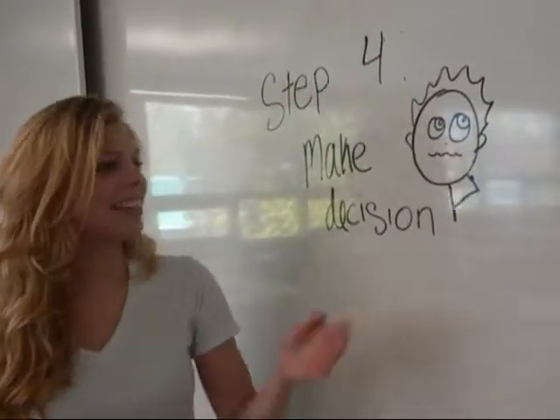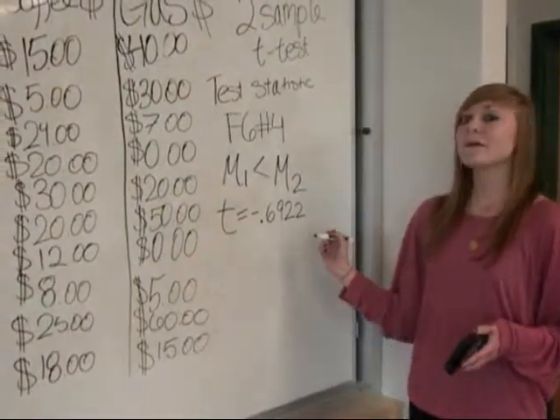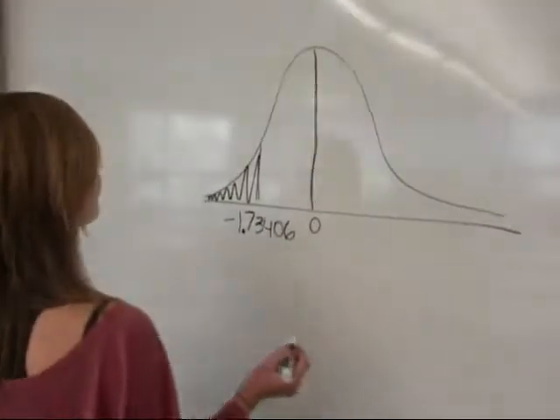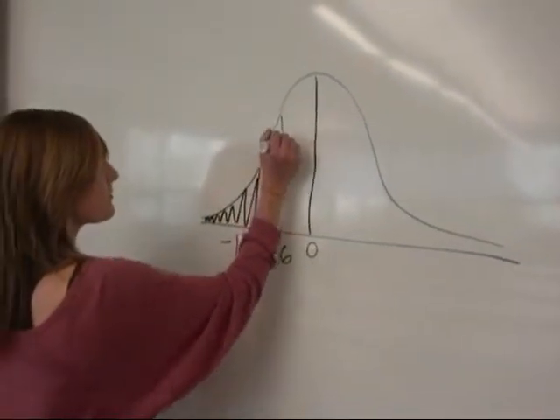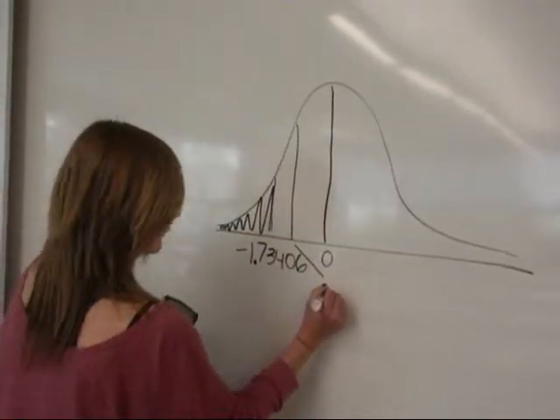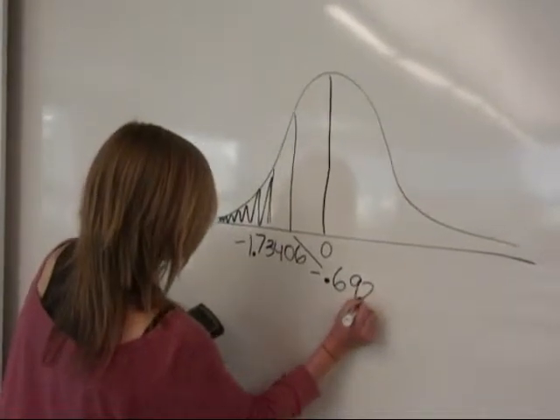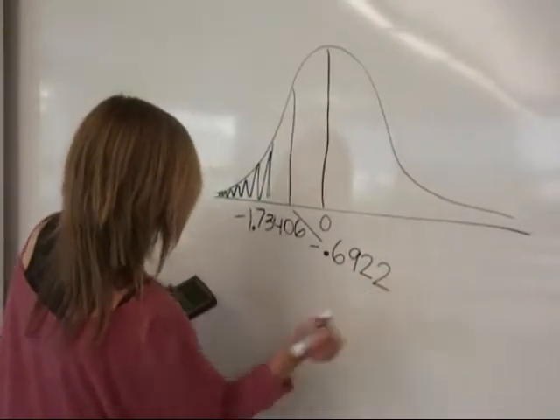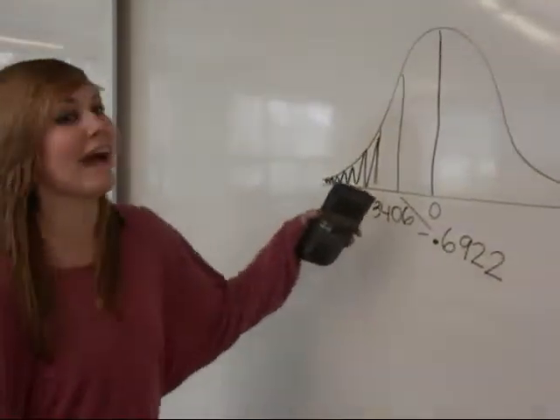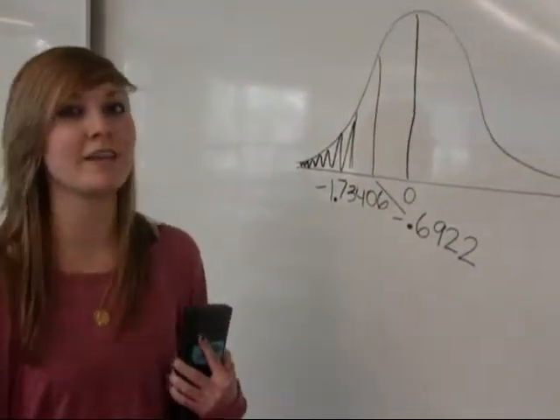Step 4, make a decision. For the next step, we take our test statistic and we place it on the graph. Because it lands outside of the shaded area, we do not reject the null hypothesis.